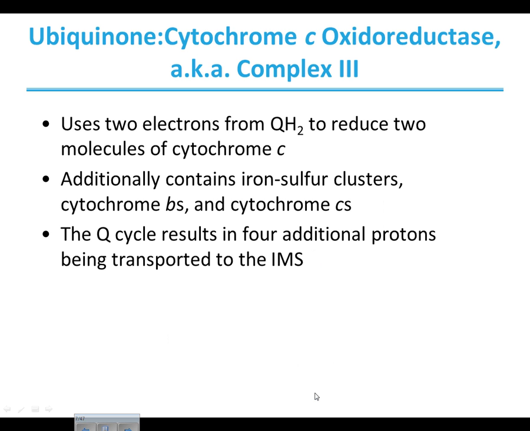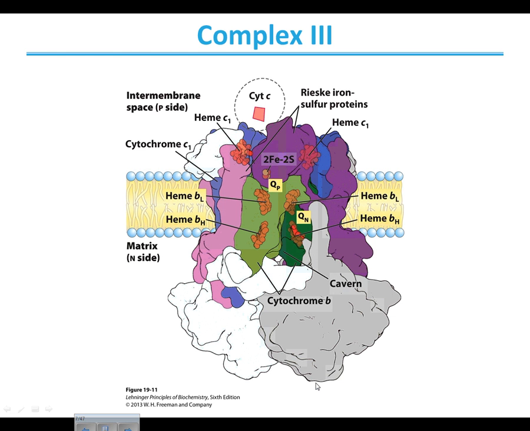Now we move to complex 3. Complex 3 is known as the ubiquinone cytochrome C oxidoreductase. Again, naming for the substrate and the product. This reaction is going to begin with electrons being donated from the ubiquinone or the coenzyme Q, and the ultimate product is going to be electrons being donated to cytochrome C.